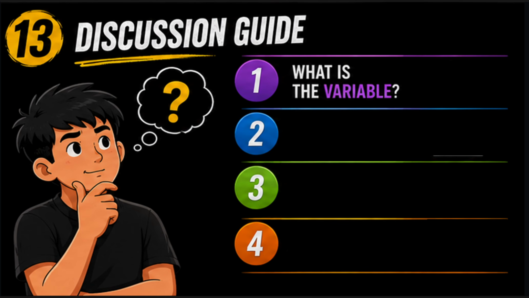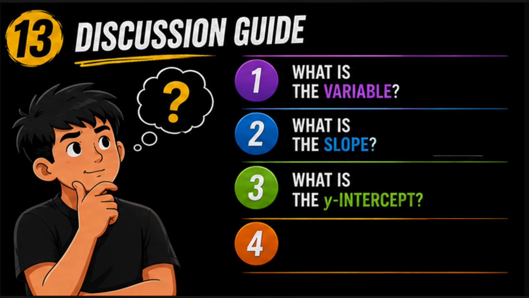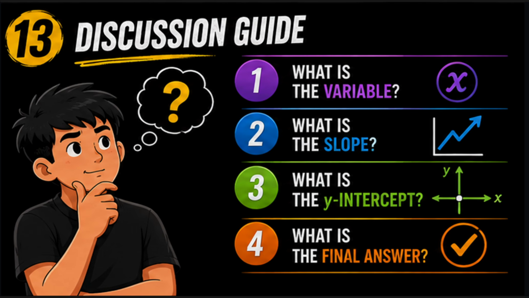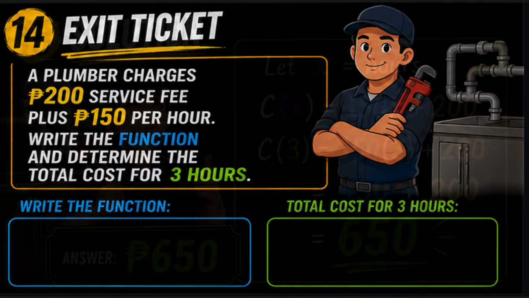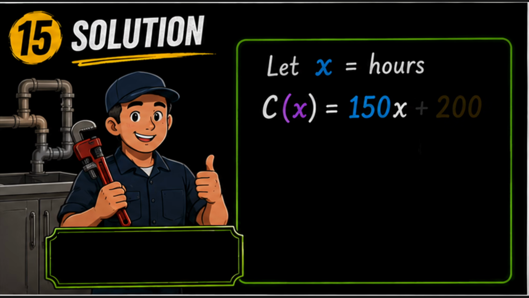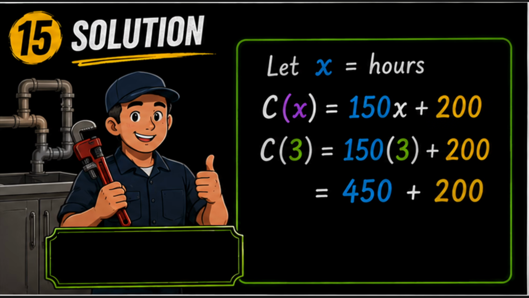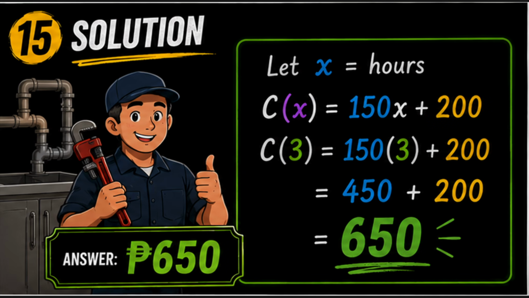So, what is the variable? You can answer that. What is the slope? What is the y-intercept? And what is your final answer? Write it in your notebook and we will check it in our classroom. Okay? So, now let's check. A plumber charges 200 pesos service fee plus 250 per hour. Okay, I think we already did this together.